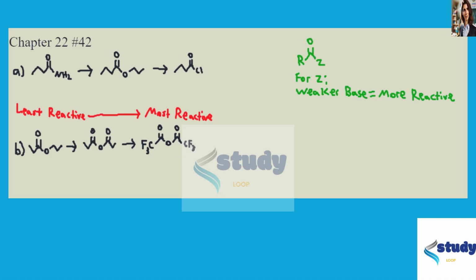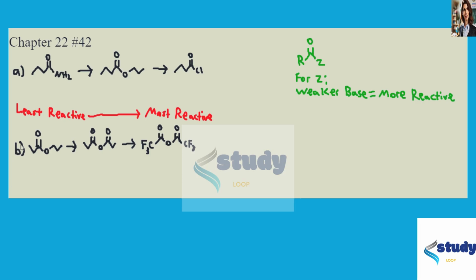And then lastly, we have chlorine. And so chlorine is the conjugate base of hydrochloric acid. And so chlorine is going to be a very weak base because remember, the conjugate base of a strong acid is a weak base. And so we've ranked these from strongest base to weakest base in terms of the Z group. And so that's actually also ranking them from least reactive to most reactive.